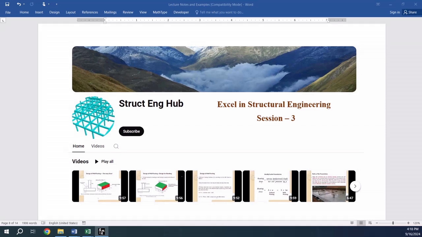Hello everyone, and welcome to the third session of this lecture series entitled Excel in Structural Engineering. We will continue learning how to create an Excel template to be used for the flexural analysis of rectangular singly reinforced concrete beam cross sections.